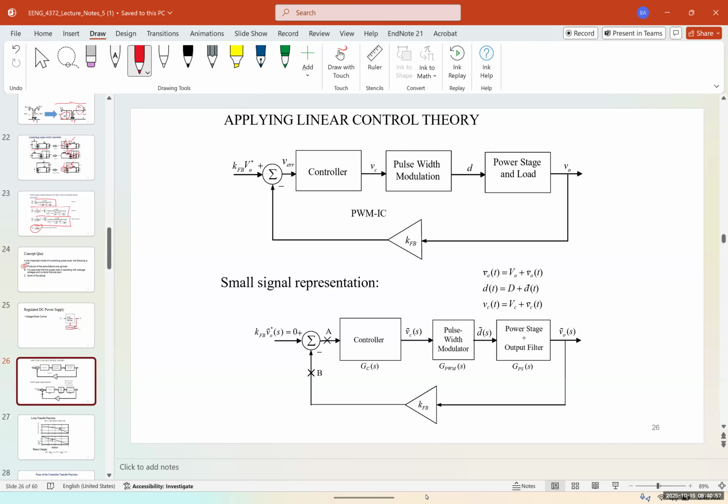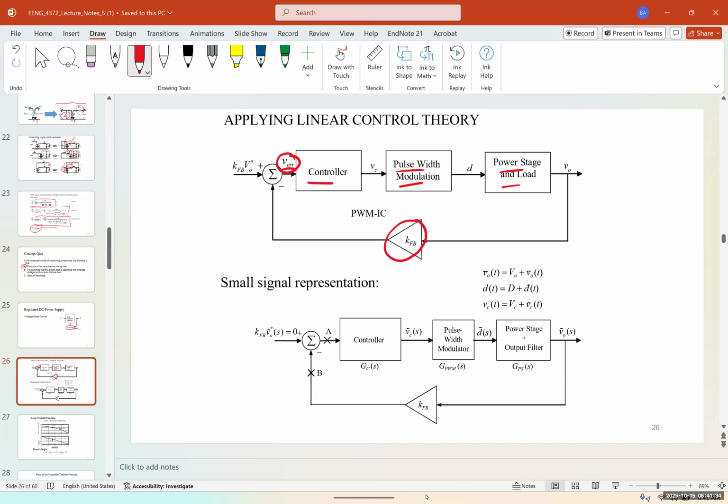The linear control topology graph looks like this. Again, we have the controller, we have the PWM, we have a power stage and load, and we have the feedback to the system. Adding that to the input, we have an error, which we call V error, and the V error changes the controller, which changes the duty ratio and the output voltage.